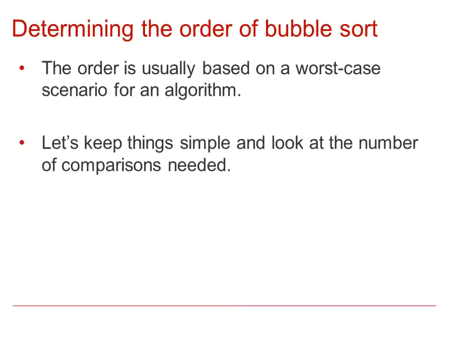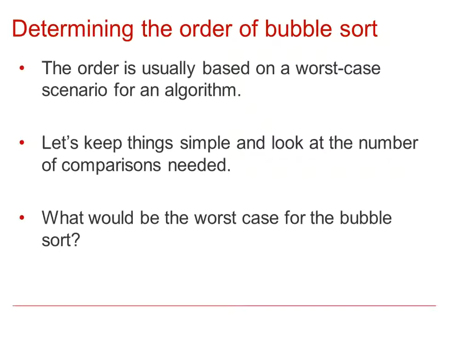So let's keep it simple. For a bubble sort algorithm, we might look at the number of comparisons needed. What would be the worst case scenario for a bubble sort algorithm? Well, the worst case scenario is if all the elements are in the reverse order from that required. That is going to be the least efficient way of getting them into the correct order.